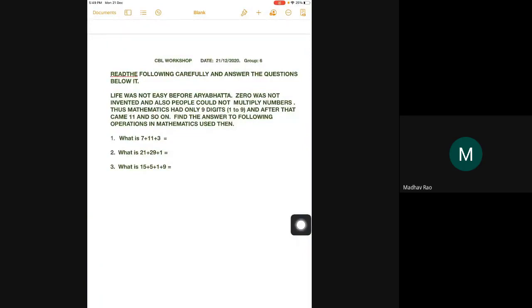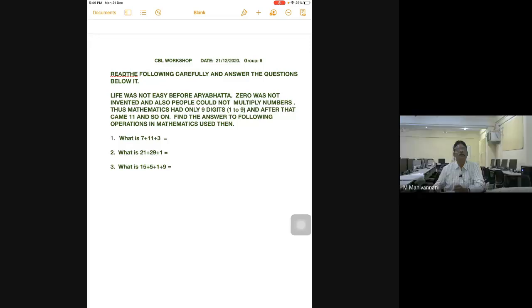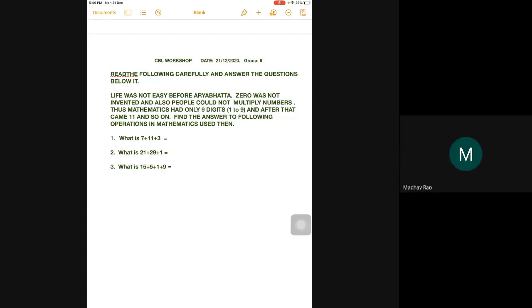Just now, our group leader gave us this one, so I planned a very simple one. Okay, sir? Nice, sir. Proceed further. Read the following carefully and answer the questions below it. Life was not easy before Aryabhatta. Zero was not invented, and also people could not multiply numbers. Thus, mathematics had only 9 digits, 1 to 9, and after that came 11 and so on.